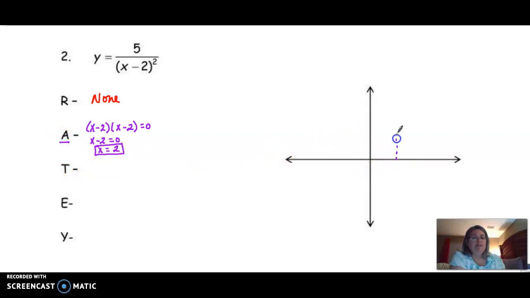So we're going to go to positive 2, decide where we want that to be, and label it. x is equal to 2. Up and down.